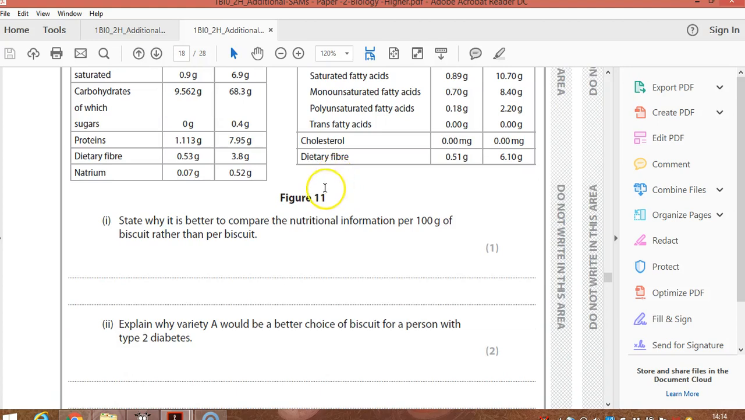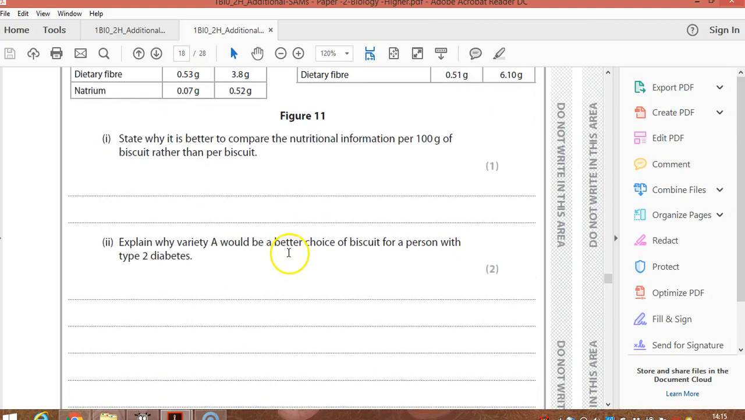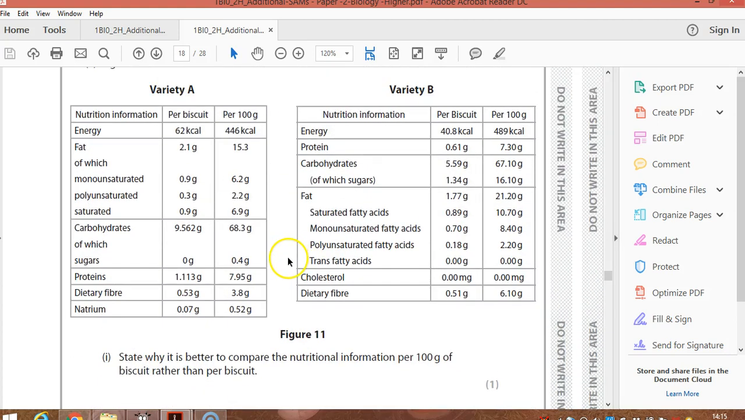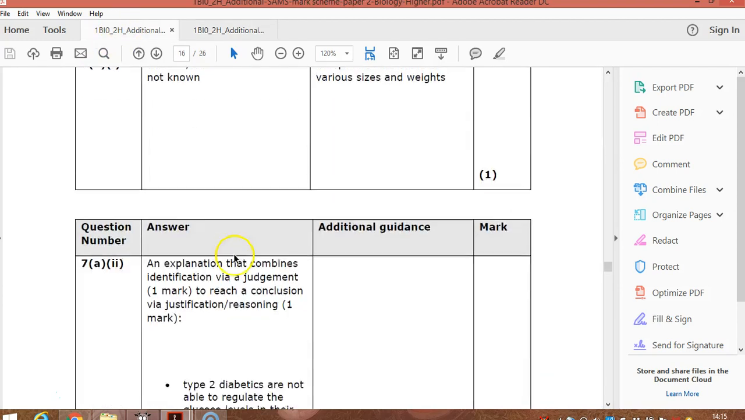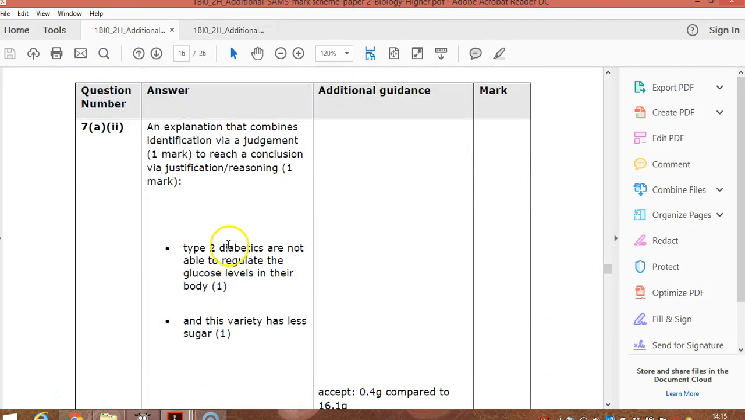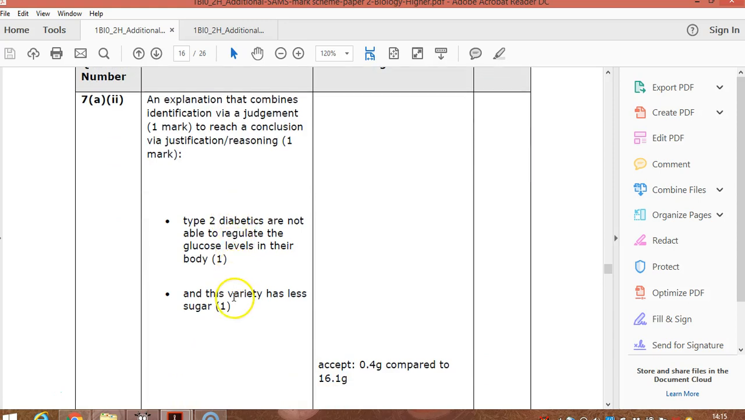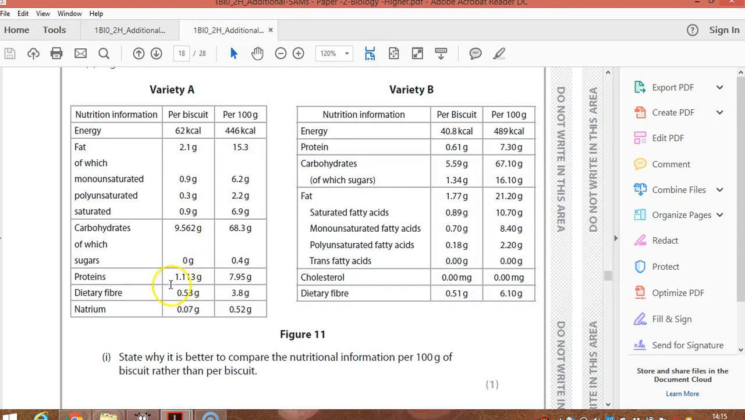Explain why variety A would be a better choice of biscuit for a person with type 2 diabetes. 2 marks. There you go. You can have a look at the data. Off you go. Right, so you should be looking at the sugar. So diabetes is all about blood sugar. Type 2 diabetics are not able to regulate glucose levels in their body. This variety has less sugar. So look at it. 100 grams is 0.4 grams of sugar. Versus 16.1 grams of sugar. Well, there you go. Clear winner.